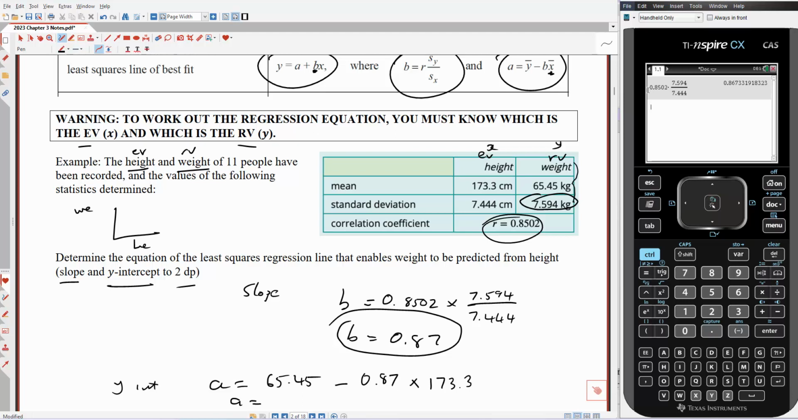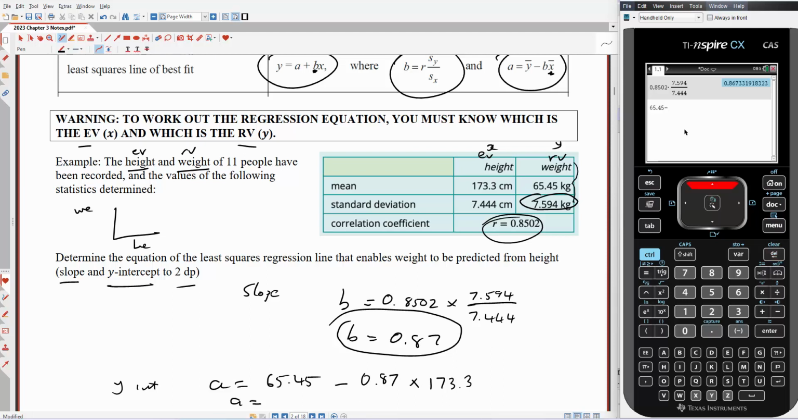So we're going to go 65.45, take away 0 point. Now what we're going to do here with the gradient that I'm going to put in, I'm going to use the more exact version, so that I haven't used a rounded version to calculate it. I know I've got 0.87 written there.